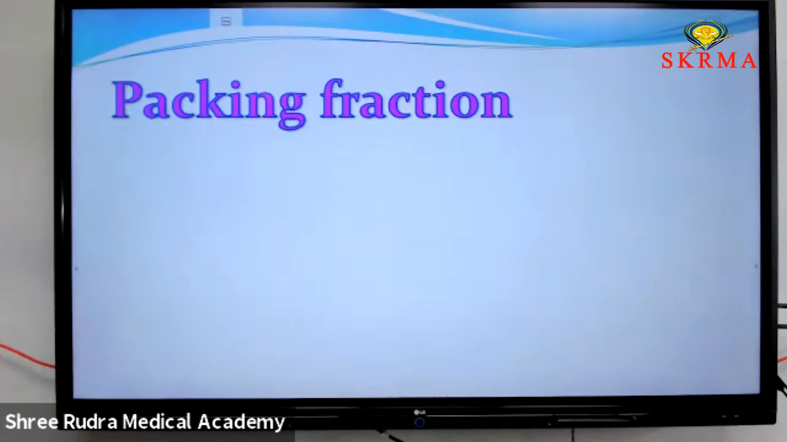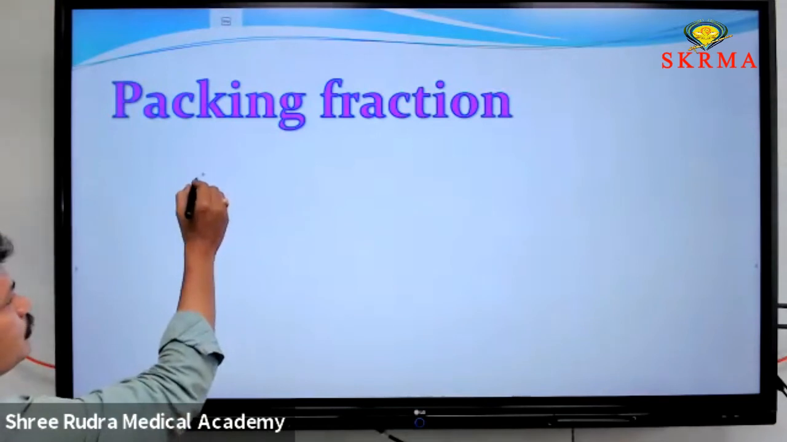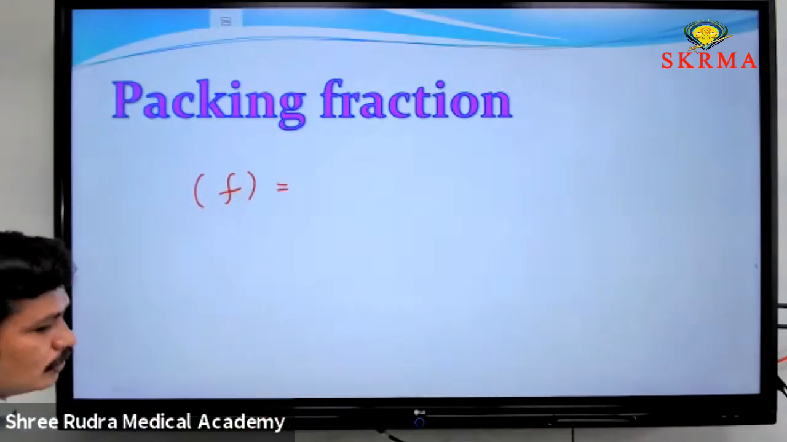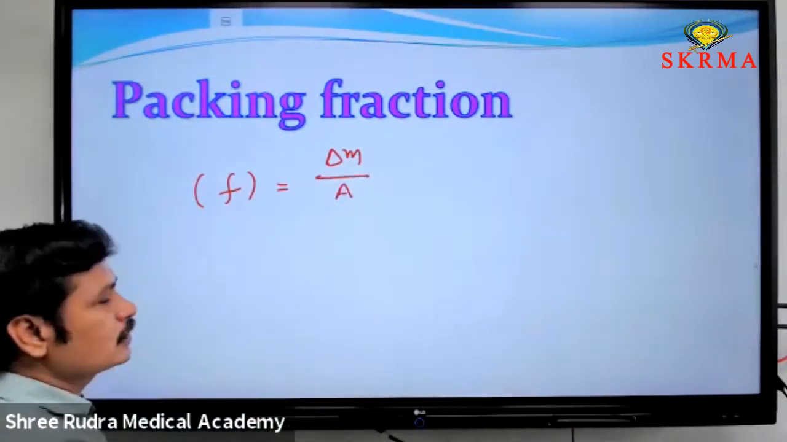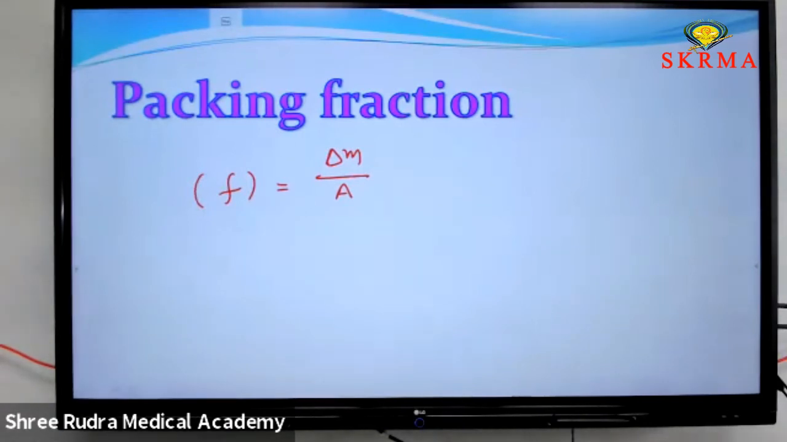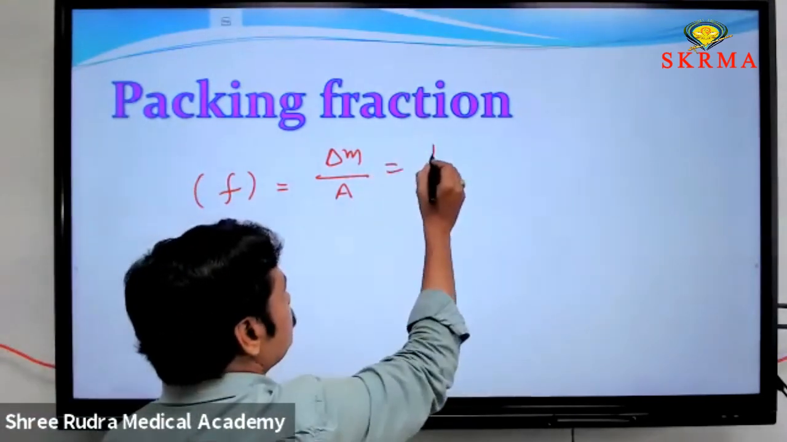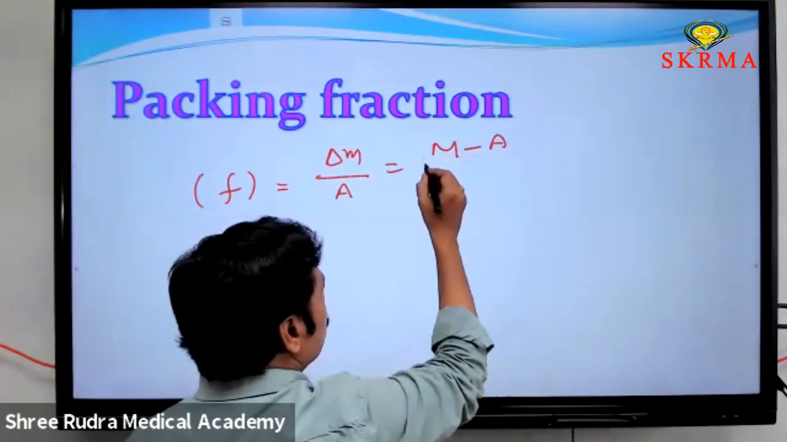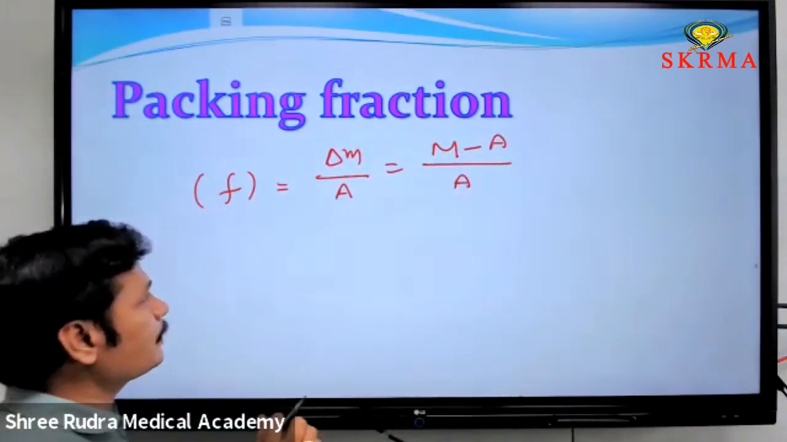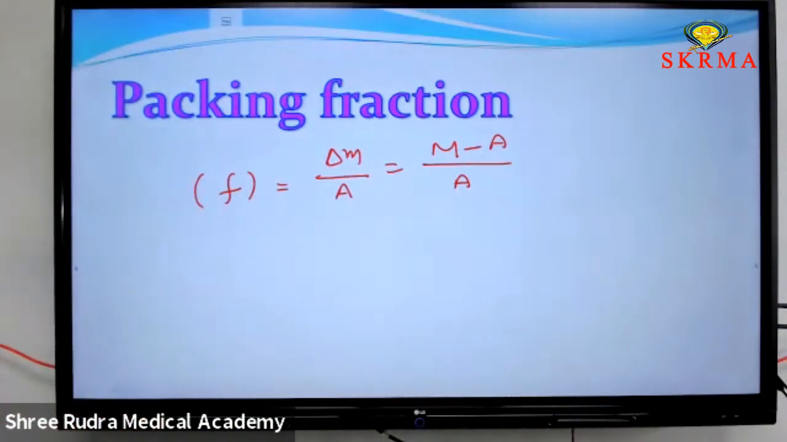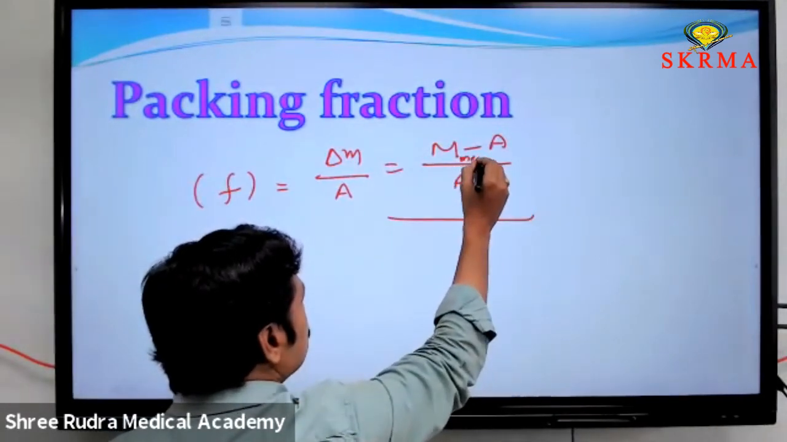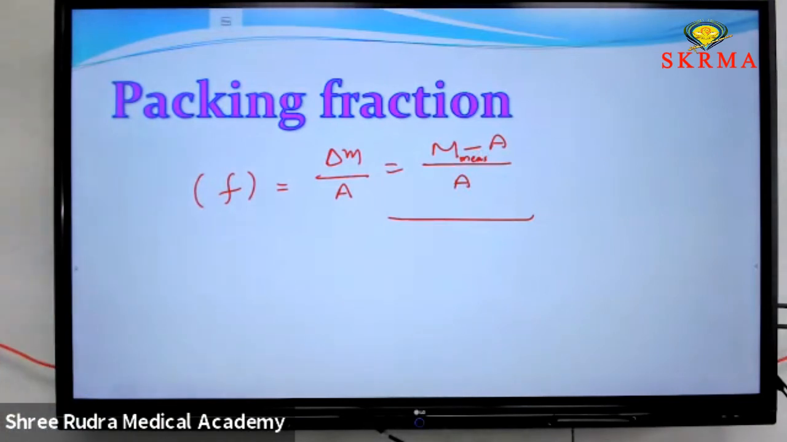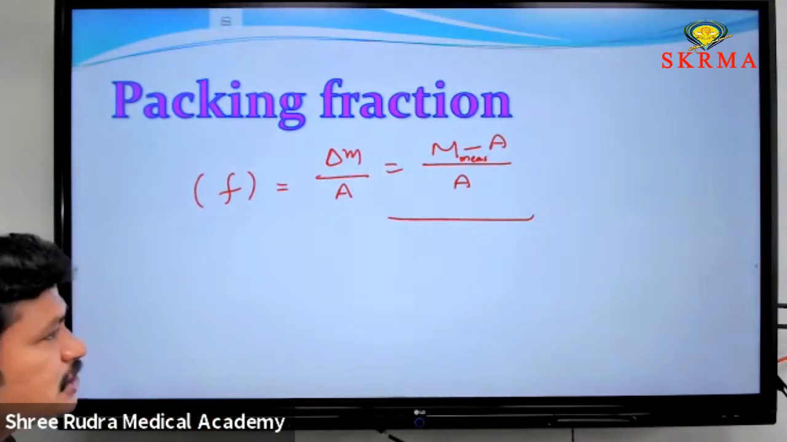Let's move to the next concept, that is packing fraction. What is packing fraction? The packing fraction is represented with F. It is the mass defect per nucleon. The mass defect per nucleon is called packing fraction: the measured mass minus the nuclear mass, divided by A. What it represents is also important. The packing fraction also represents stability. Here M is the measured mass, A is the mass number of the nucleus.